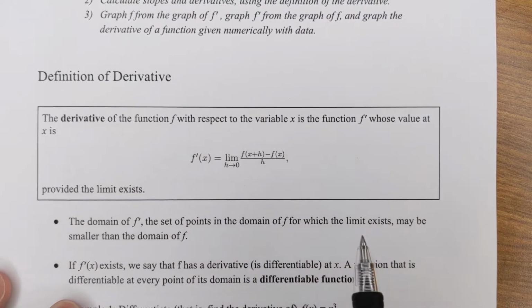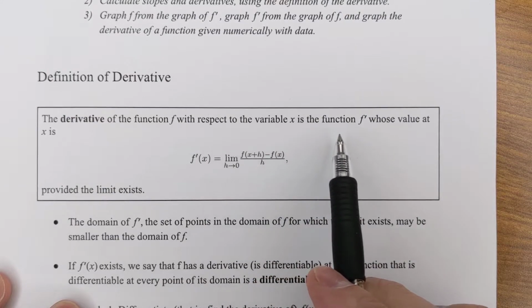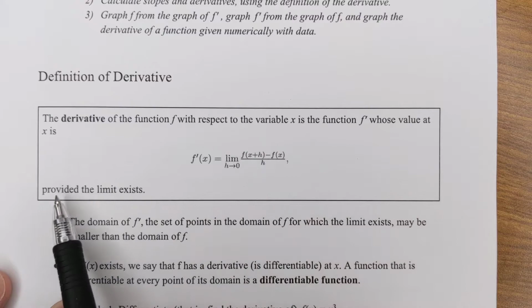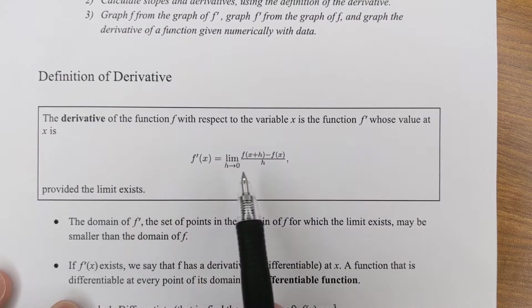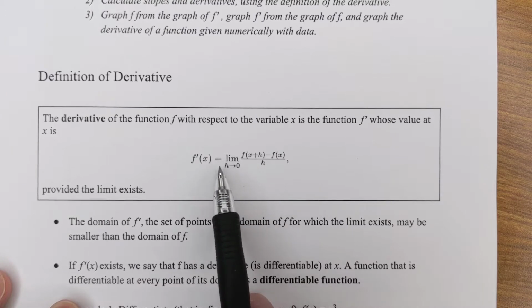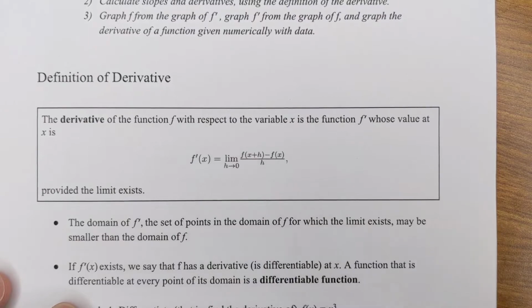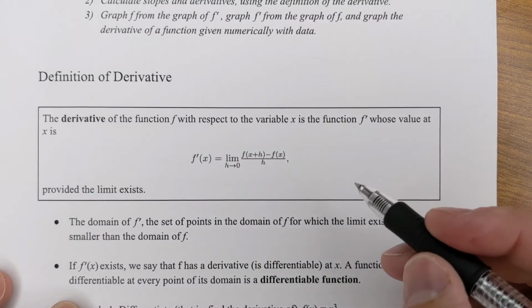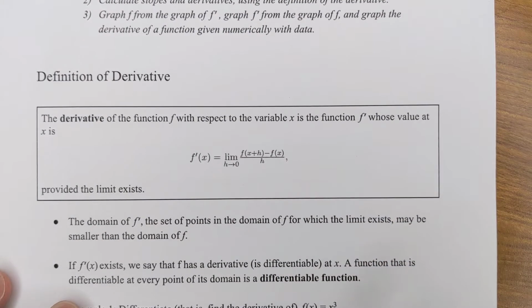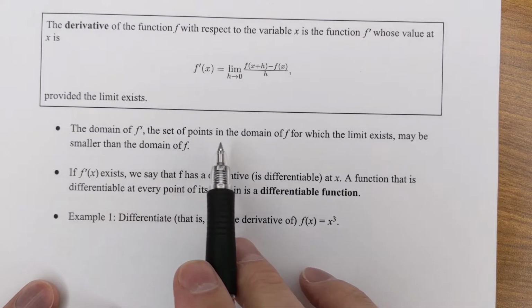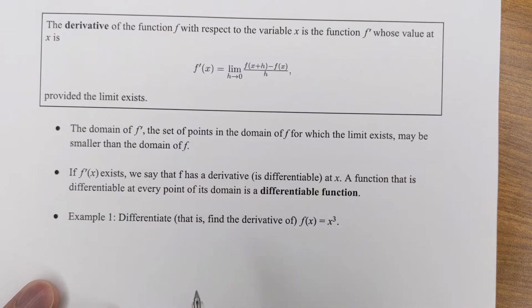So the derivative of a function f with respect to the variable x is the function f prime, whose value at x is given by this equation, provided the limit exists. So what this is doing is it's moving some point closer to f of x, and h is measuring how close the values are. It's kind of like we talked about with the slope, sliding something closer. Same thing here.